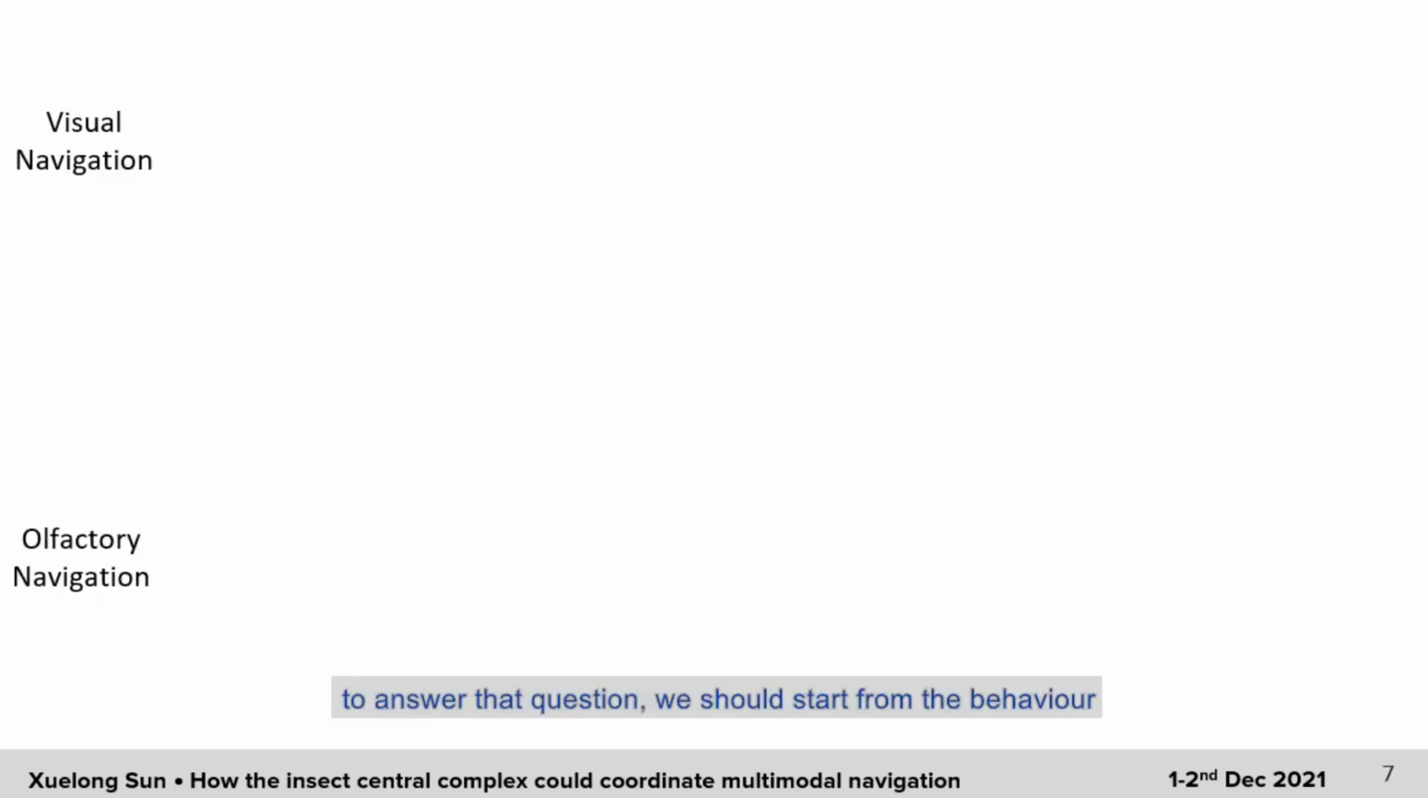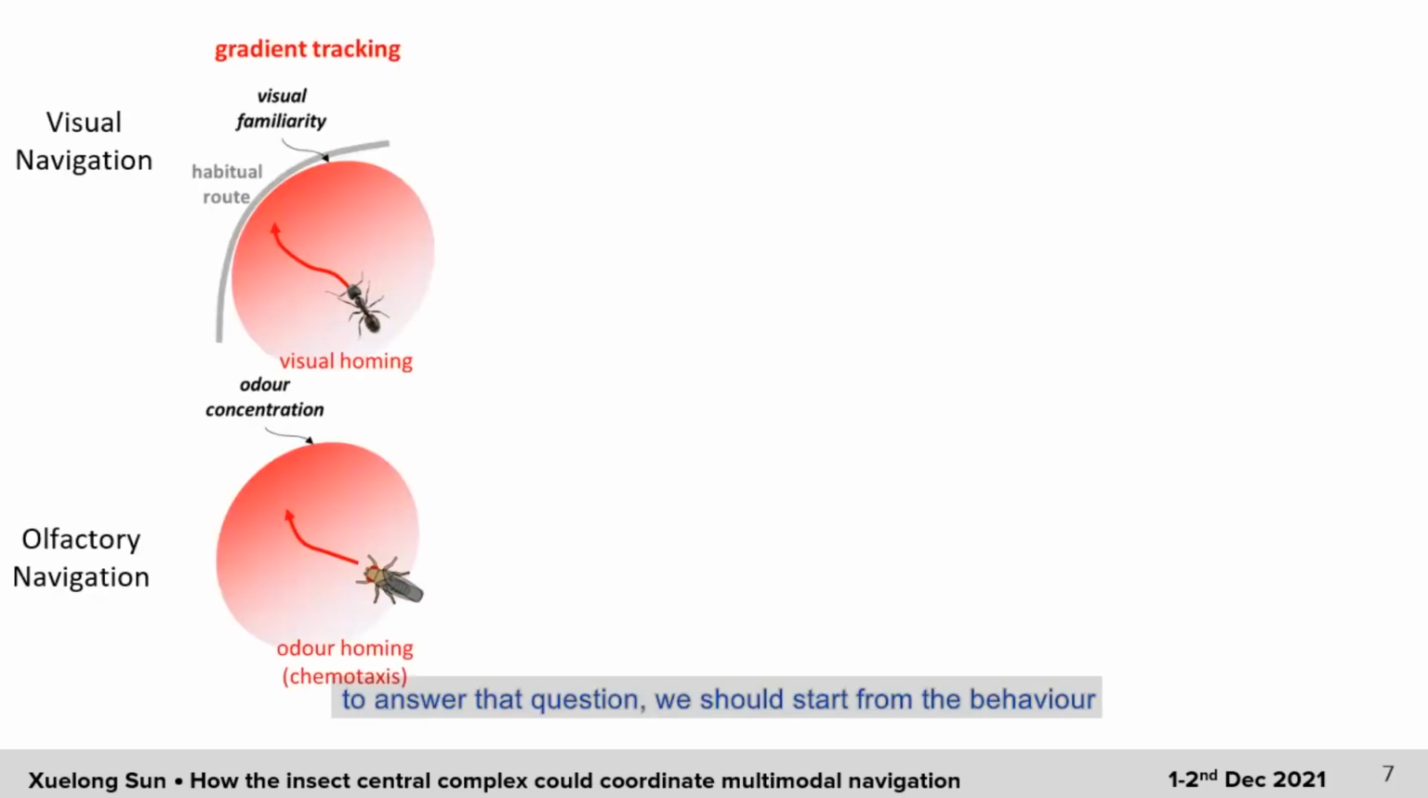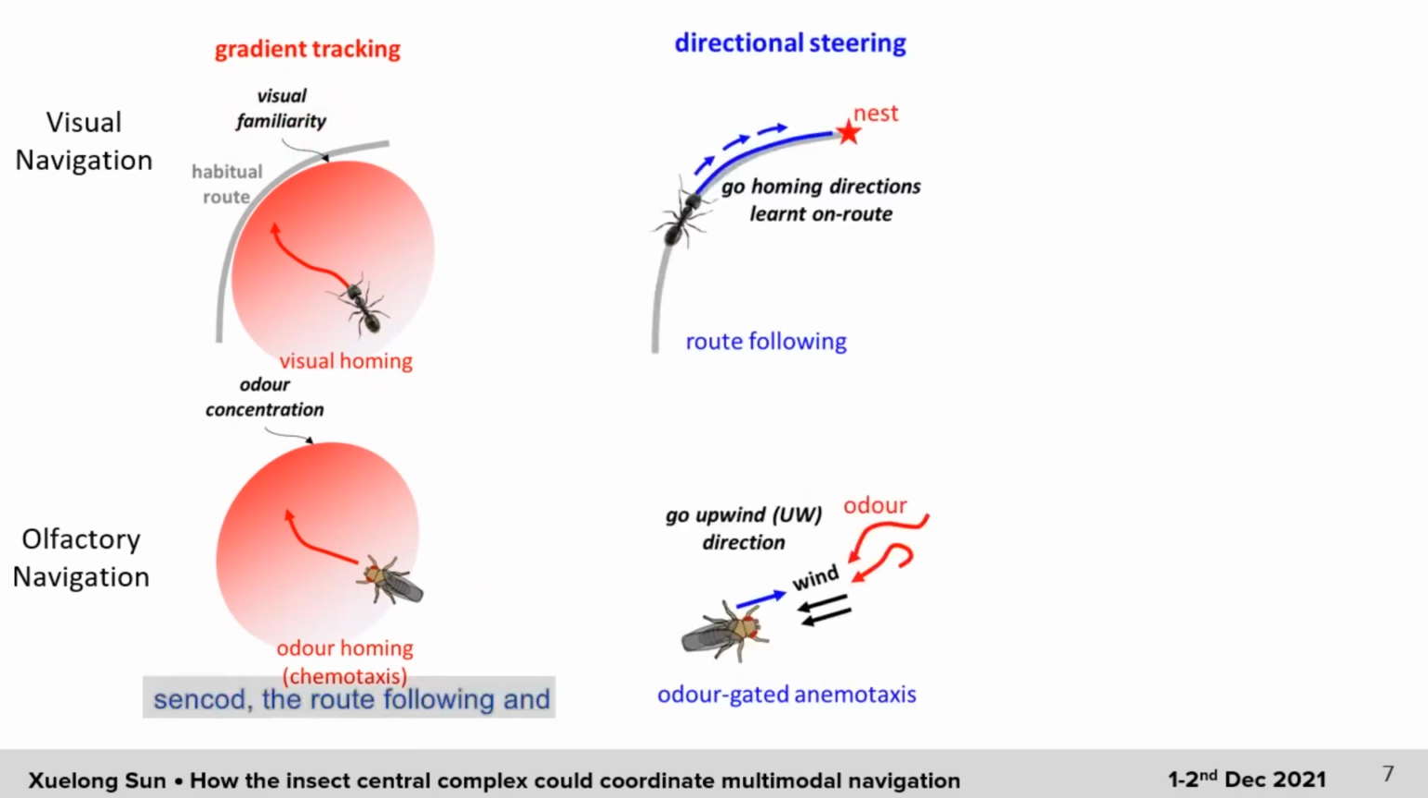To answer that question, we should start from the behavior. So first, visual homing is implemented as a gradient tracking mechanism by tracking the visual familiarity. If we adapt visual familiarity to odor concentration, then chemotaxis behavior could be generated. Second, route following and odor-gated anemotaxis share the same mechanism, as they both drive the agent to a specific direction encoded as the goal.